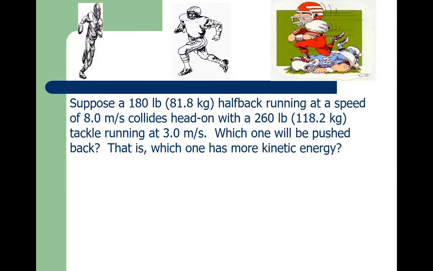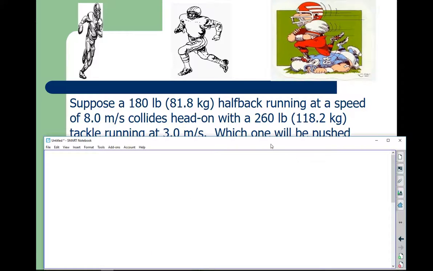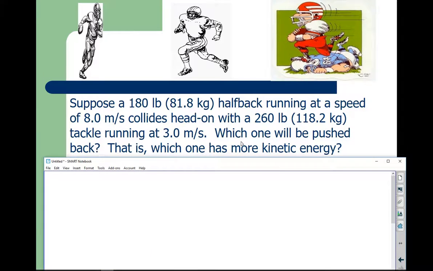So I'm going to bring back that paper and get a new script page here. So here we have, suppose a 180 pound or 81.8 kilogram halfback is running at a speed of 8.0 meters per second. He collides head-on with a 260 pound or 118.2 kilogram tackle running at 3.0 meters per second. Which one will be pushed back? That is, which one has more kinetic energy?